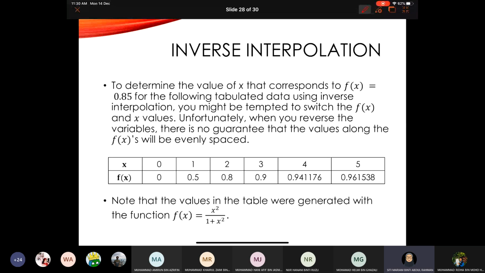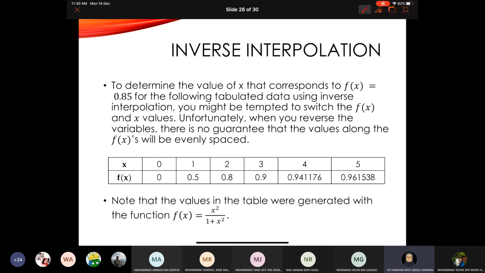The last, ini the last concept. Sebelum ni tadi, apa yang kita discuss semuanya adalah interpolation kan. So kita nak find the value of fx when x is equal to some value. So what if we have kita nak cari x given a function at a certain value. So let's say yang ni kan kata to determine the value of x that corresponds to fx equal to 0.85 for the following tabulated data.